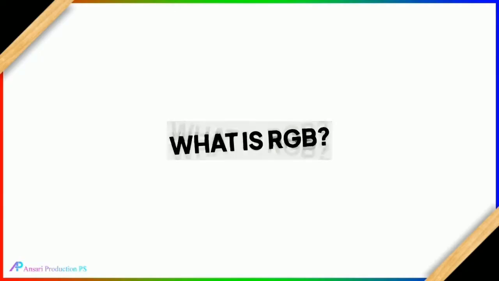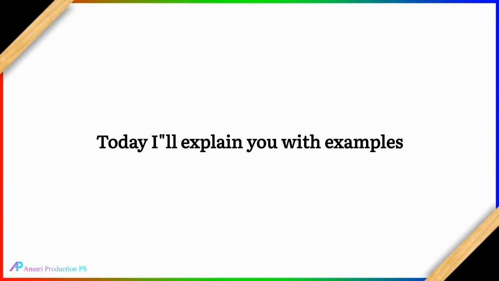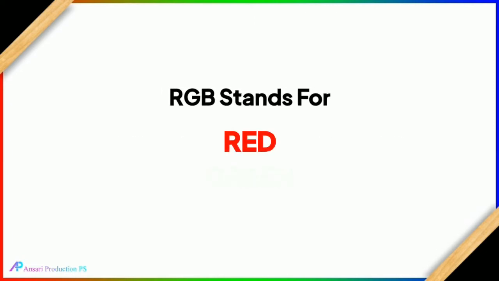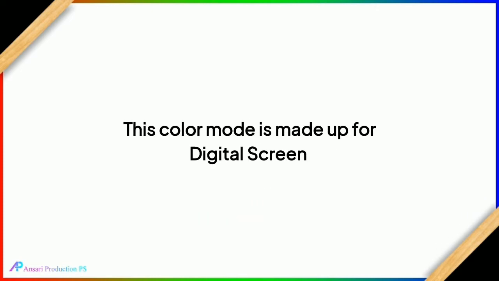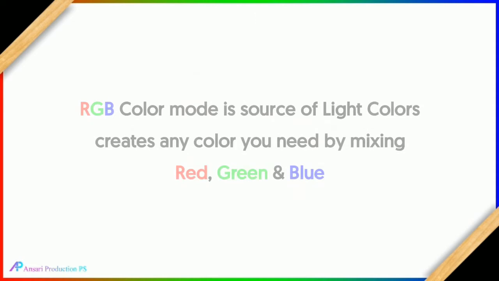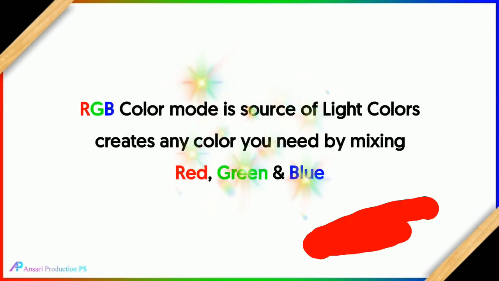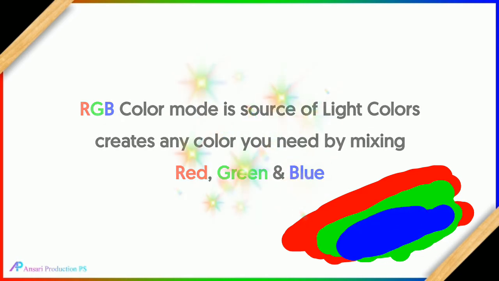What is RGB? Today I will explain it to you with examples. RGB stands for red, green, and blue. This color mode is made for digital screen images. RGB color mode is a source of light colors. Create any color you need by mixing red, green, and blue.